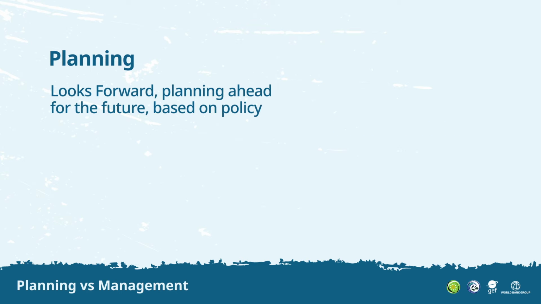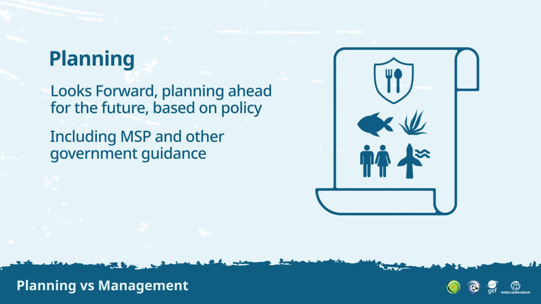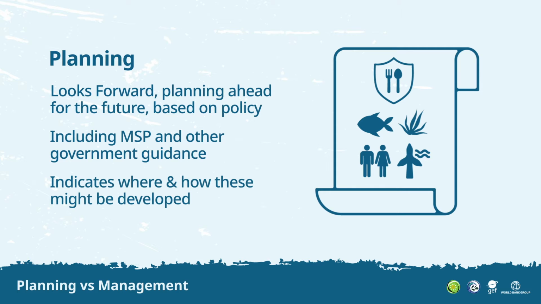Planning looks forward, planning ahead for the future, based on policy which provides a guide and direction of travel for individual sectors based on the best interests of society. For example, where food security is important, policy might set out ambitions for developing aquaculture, such as the farming of fish or seaweed, for enhancing food supply for the local population. Or, to ensure energy security and reduce reliance on imported oil, renewable energy policy might set a goal for development of renewable energy. Planning, including marine spatial planning and other government guidance, then indicates where and how these might be developed, balancing these with other sectors and interests, including conservation.